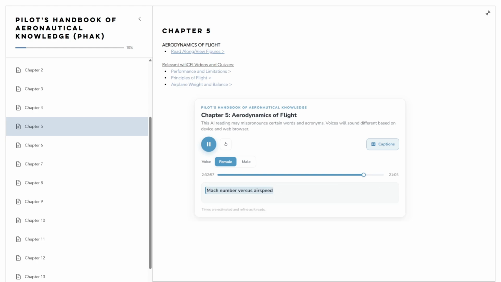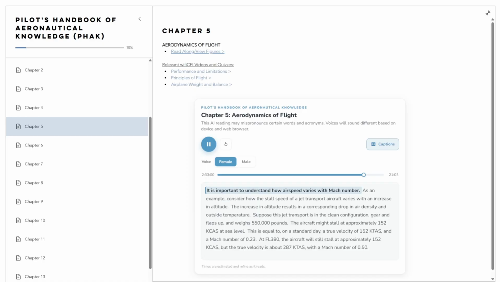Mach number versus airspeed. It is important to understand how airspeed varies with Mach number. As an example, consider how the stall speed of a jet transport aircraft varies with an increase in altitude. The increase in altitude results in a corresponding drop in air density and outside temperature. Suppose this jet transport is in the clean configuration, gear and flaps up, and weighs 550,000 pounds. The aircraft might stall at approximately 152 KCAS at sea level. This is equal to, on a standard day, a true velocity of 152 KTAS, and a Mach number of 0.23.